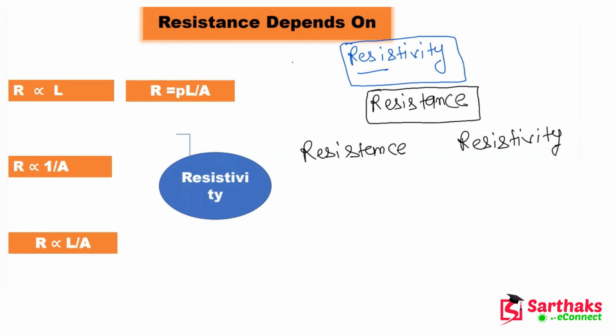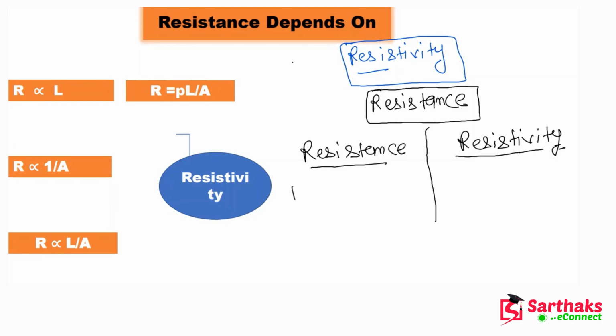Now, what is the point of confusion? Basically, both terms are related to the opposition of current. Resistance also opposes current, and resistivity also opposes current. Then what is the difference between them? So definitely we will try to understand it by the derivation.